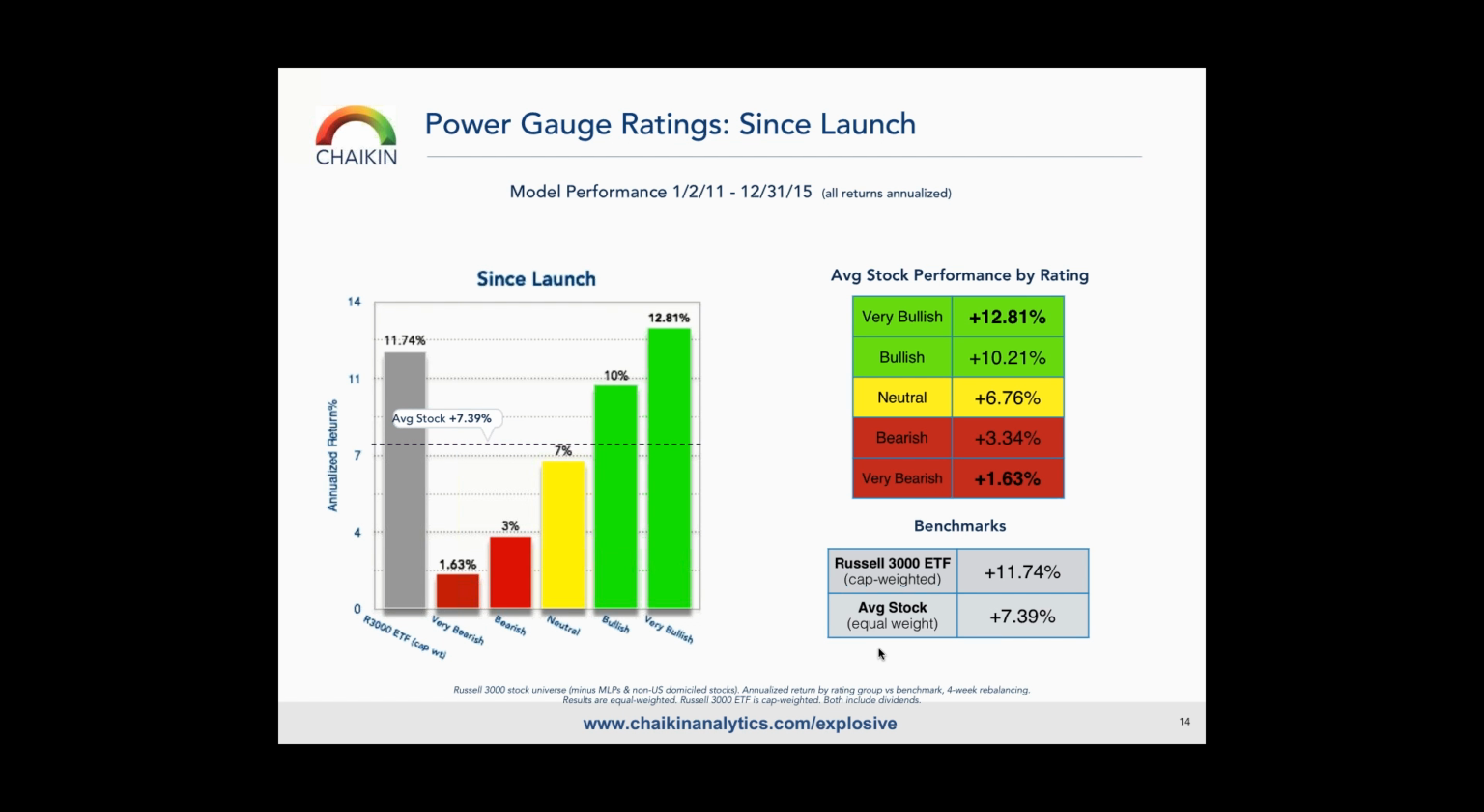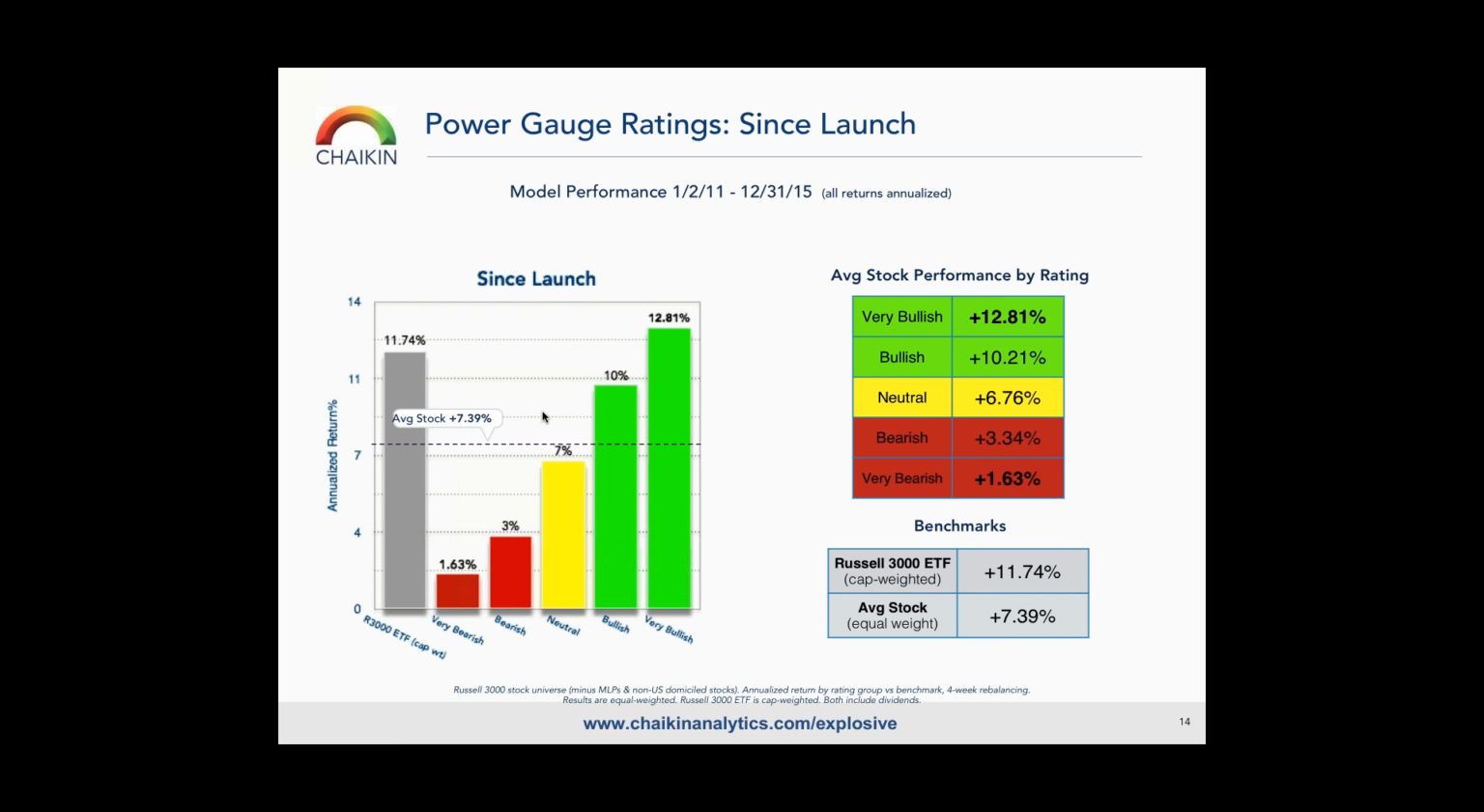It became commercially available in January 2011 in the form of research reports on 5,000 stocks updated nightly based on the Power Gauge rating. And in that time period, the very bullish stocks in the Russell 3000 have averaged almost a 13% annualized gain, and the very bearish stocks have been up 1.5%. This in a period when the average stock was up 7%.